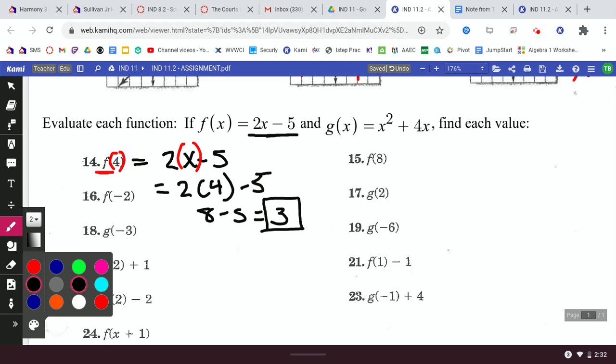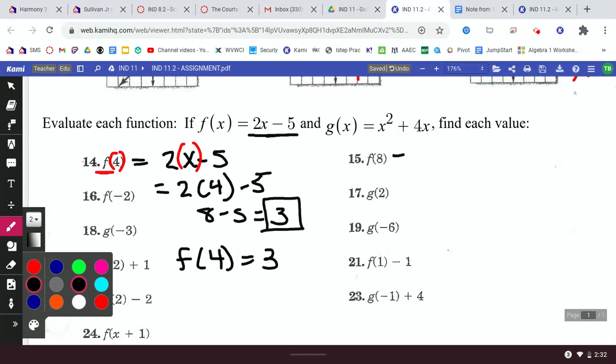If you just write 3, I'm fine with that. Technically, the way you should write out your answer is that f of 4 equals 3. And what that means is the f function, when you plug in a 4, you get 3. That's the output. Okay. All right.